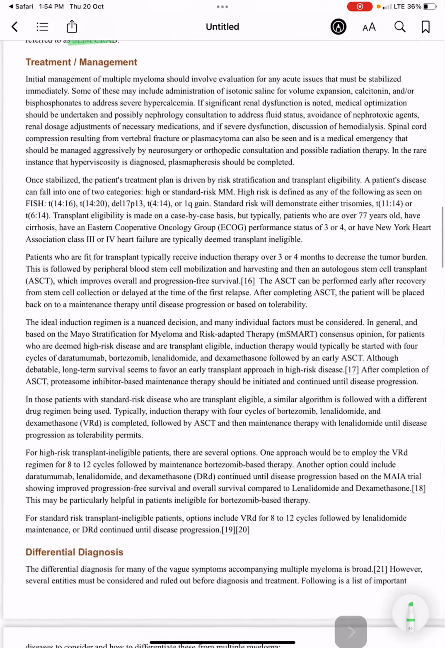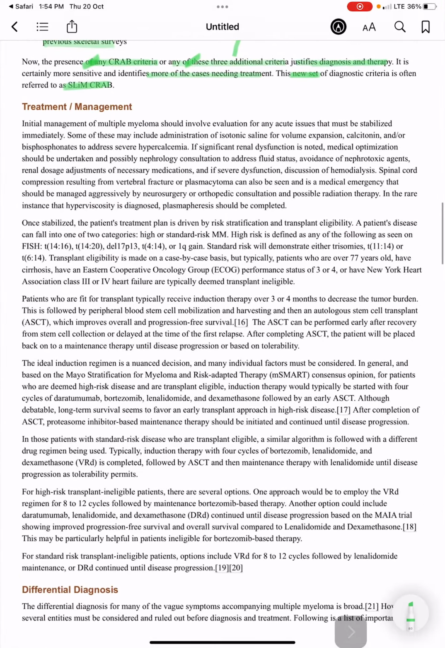And treatment or management. So what is the treatment or management? Initial management should involve evaluation for any acute issues that must be stabilized immediately. Some of these include isotonic saline for volume expansion. If there is hypercalcemia, we can give calcitonin, and we can also give bisphosphonates to address the severe hypercalcemia.